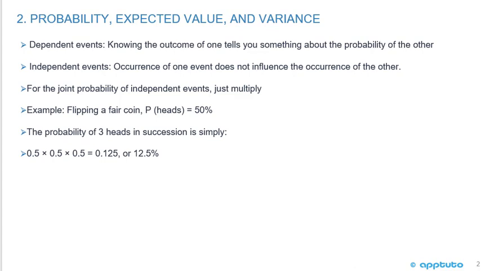So for example, flipping a coin, the probability of heads is 50%. So the probability of 3 heads in succession is simply 0.5 times 0.5 times 0.5 equals 0.125, or a 12.5% probability of getting 3 heads in a row.